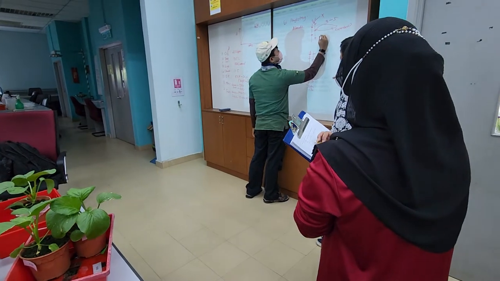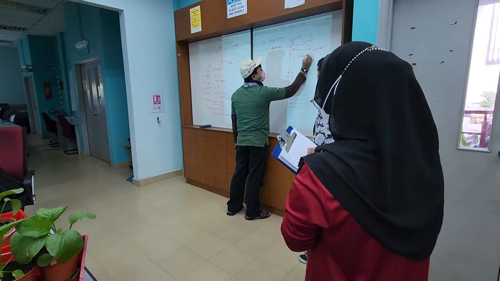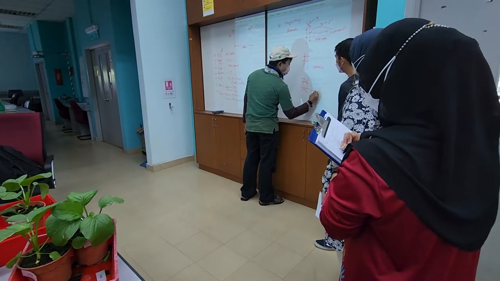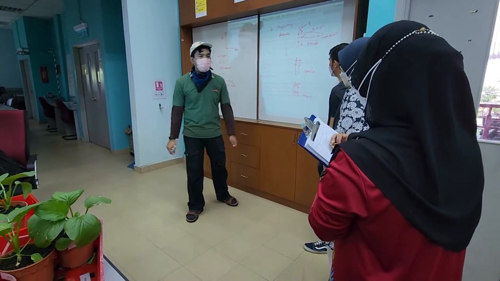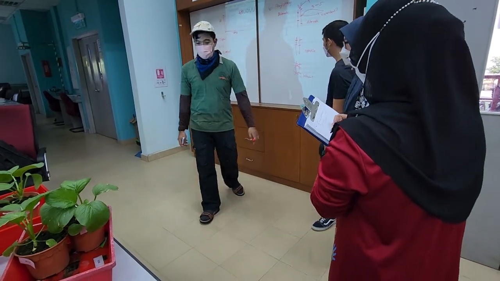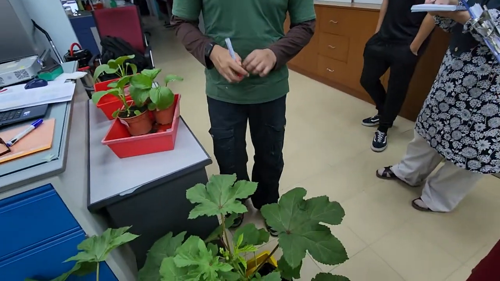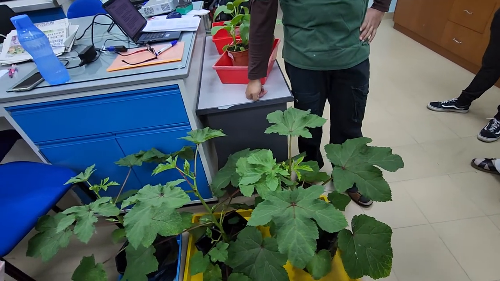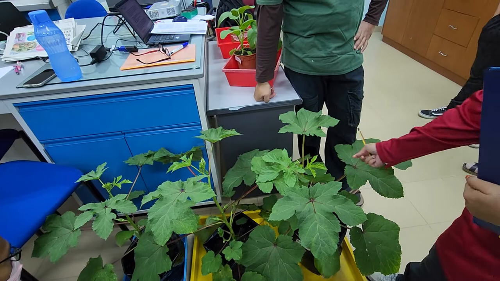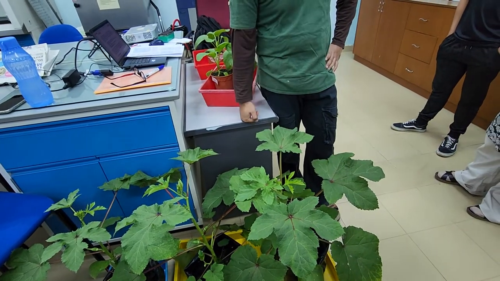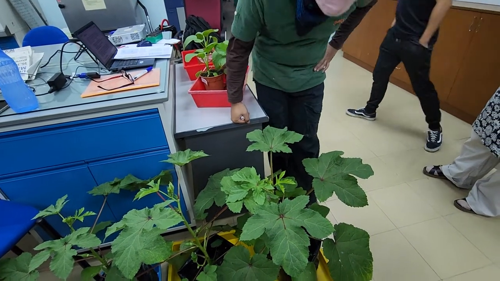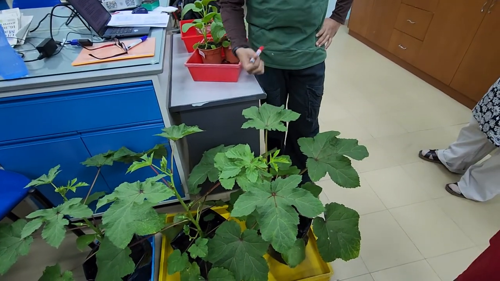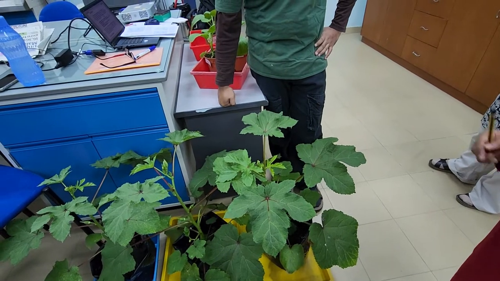Ni. Pusar. Cepatlah. Pilih macam mana? Apa kata tak sini dalam satu? Alternate. Kenapa alternate? Sebab dia silang-silang. Betul, silang-silang. Okey, lepas tu kena buat apa?